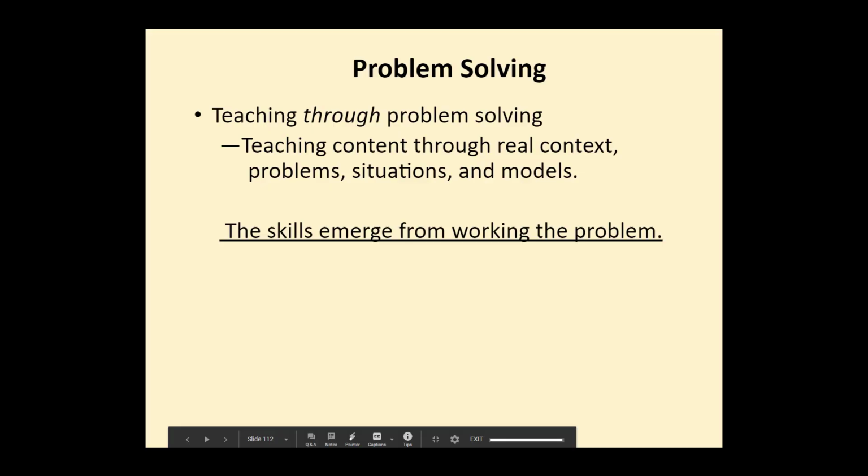How did it go? Were you able to solve the logic puzzle? I will try to find a link with a solution and put it into next week's module. The last type of problem-solving technique is teaching through problem solving. And this is when students learn the concepts through a problem-solving lesson. So it's not direct instruction. It's the actual aha, I figured out what's happening here on my own. And the skills emerge from working out the problem.